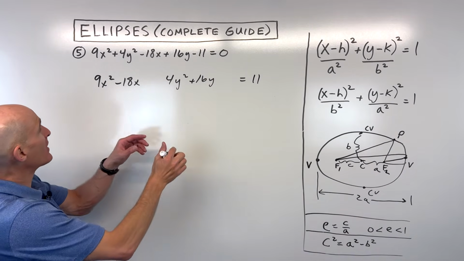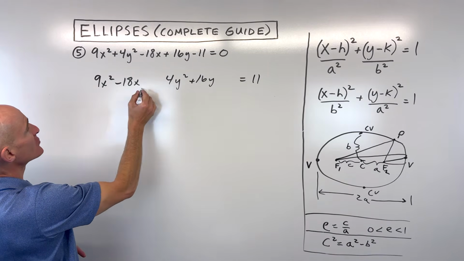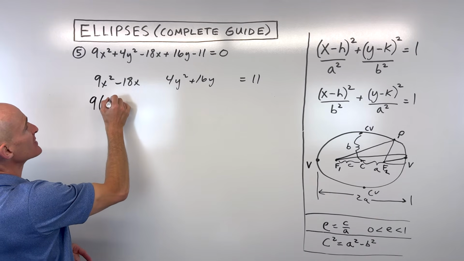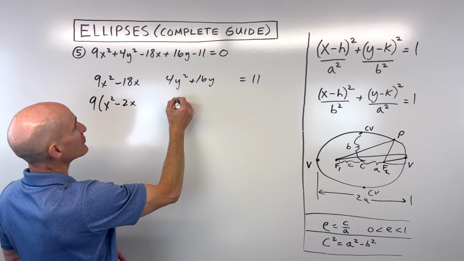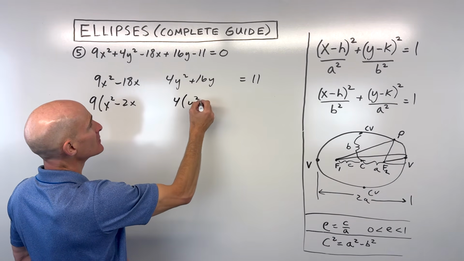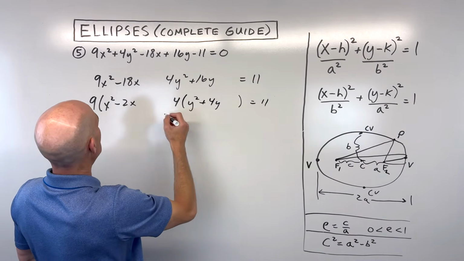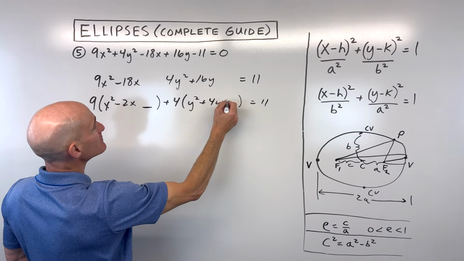Step number 2, we want to divide out this leading coefficient. So in this group here, the x's, I'm going to factor out or divide out this 9. So that's going to leave us with x squared minus 2x. Here I'm going to divide out or factor out this 4, just the leading coefficient, not the greatest common factor. And then what you want to do is leave a little space for completing the square.